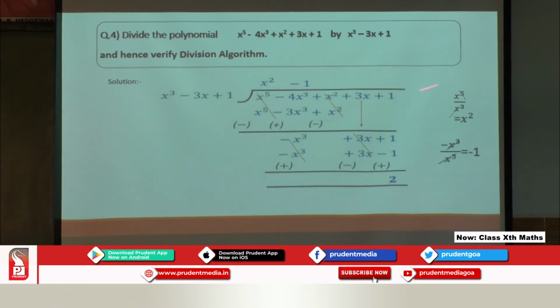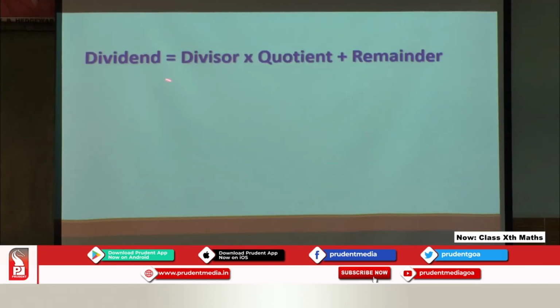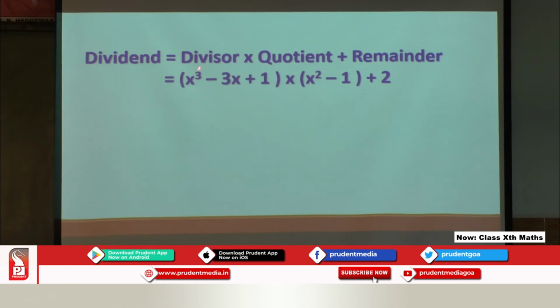The next step we should substitute all the values in the given form. That means we should verify the division algorithm. So now the general form is a formula, dividend is equal to divisor into quotient plus remainder. Now whatever values we got, that we should substitute here now. That is, see, divisor we got, divisor is here x cube minus 3x plus 1 and quotient is x square minus 1 and the remainder is plus 2.